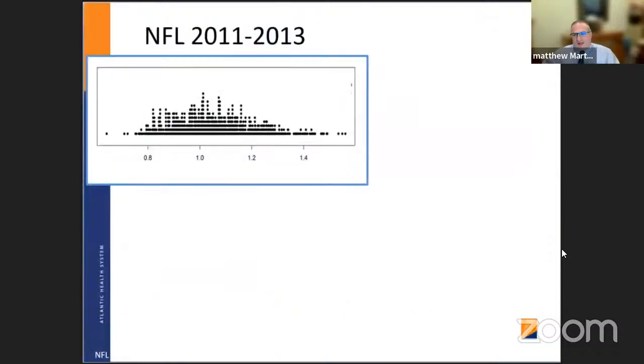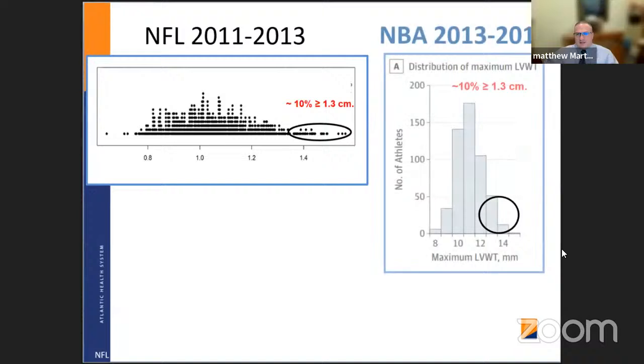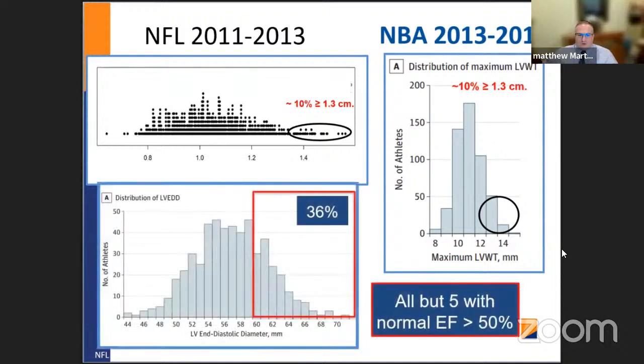So if you look at NFL athletes, this was data from the NFL from 2013. I think we showed this abstract where we found that unlike traditional descriptions, athletes can sometimes, 10% of the time, have 13, 14, 15 millimeter thick ventricles, well beyond cutoffs for the ASE. We saw the same in the NBA data, 2013 through 15, in that gray zone, 13, 14 millimeter, about 10% of the time. But the ventricles also were dilated.